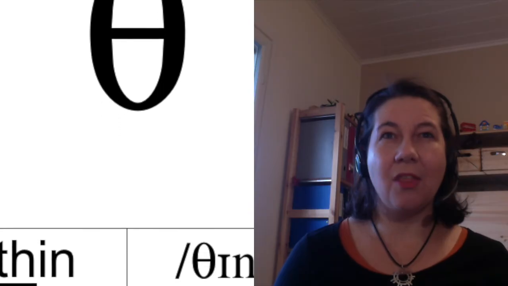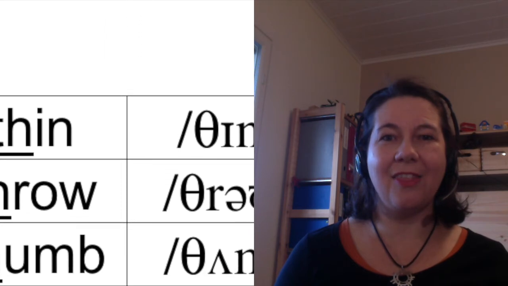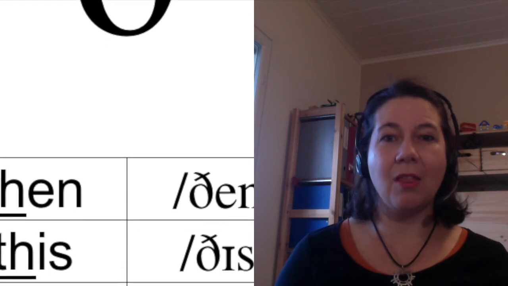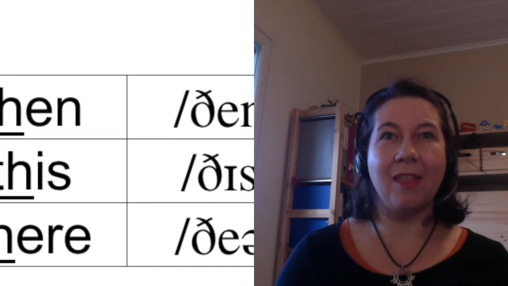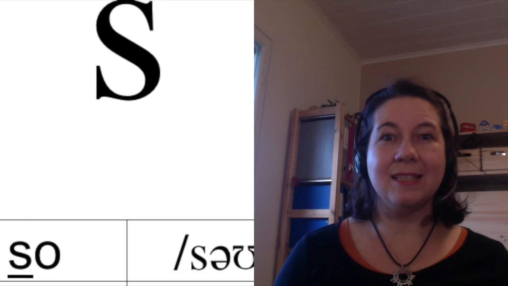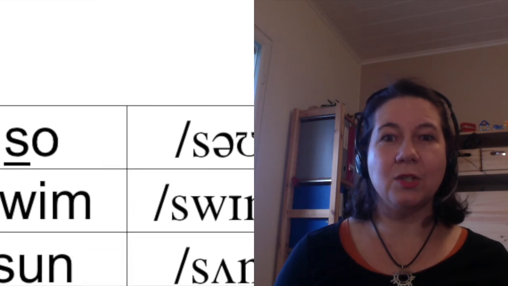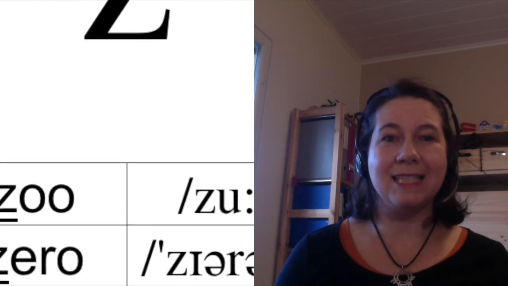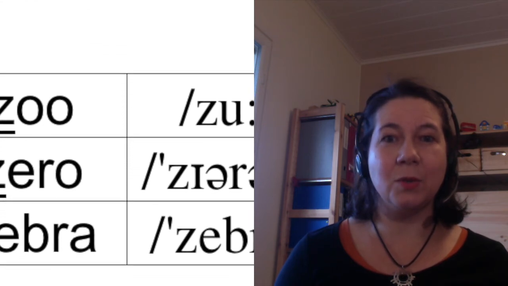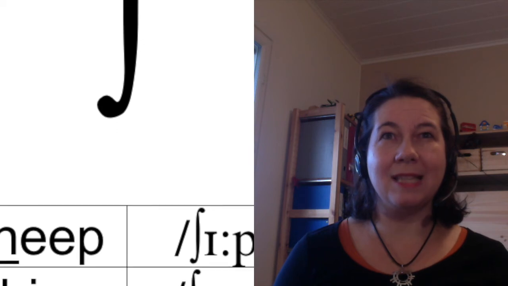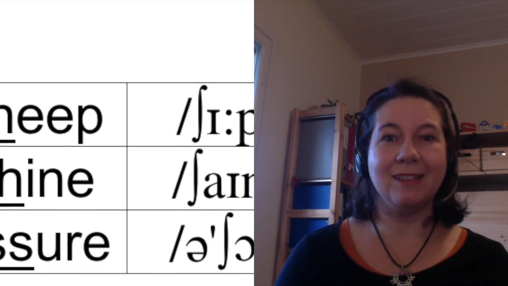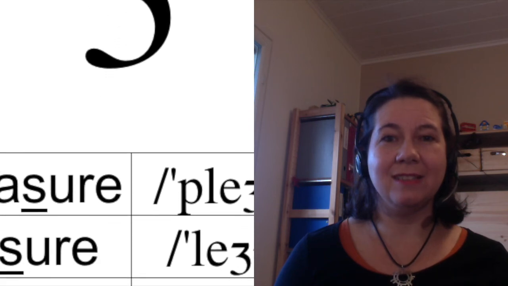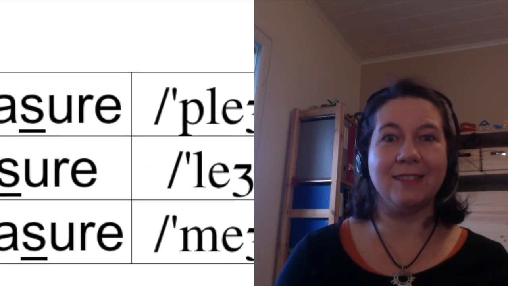This symbol is th, like thin. And this is its voiced pair, th, like then. This symbol is s, like so. And this symbol is its voiced pair, z, like zoo. This symbol represents the sound sh, like she. And this says zh, like the middle of vision.